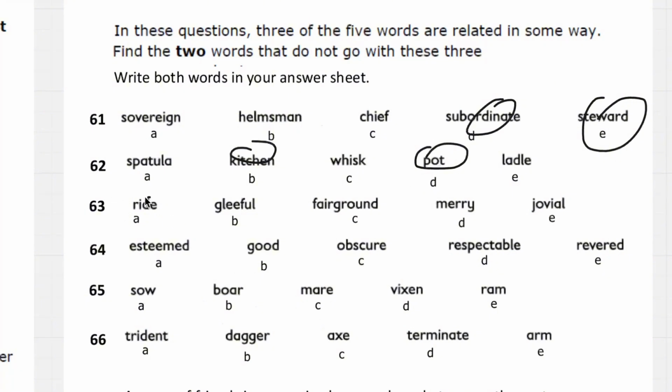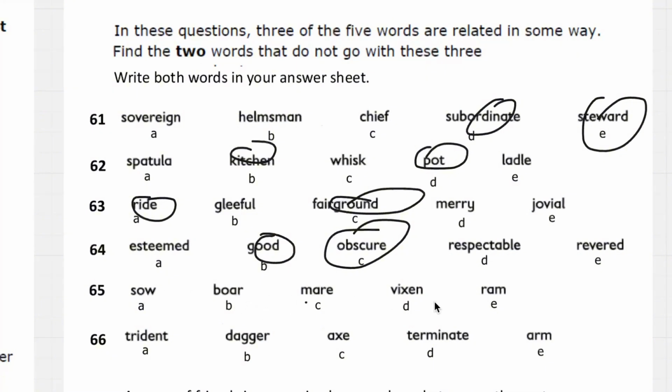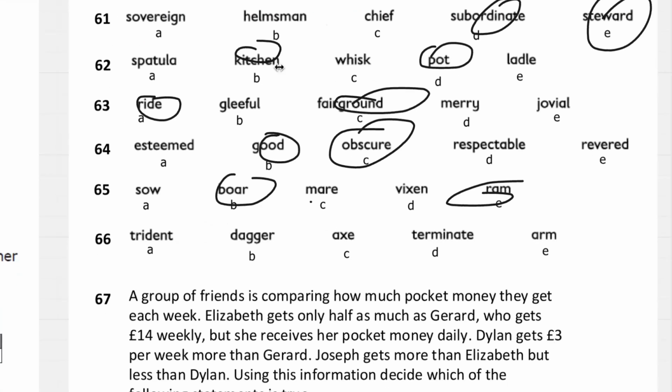63 would be Ryan Fairground. These are all emotions. 64, we can cross out. These are odd one out, because these are some sort of respect you have to someone or admiration. 65, we can cross out. These are all females. Boar and ram are not females. 66, we can do terminate an arm, because these are all some sort of weapon.